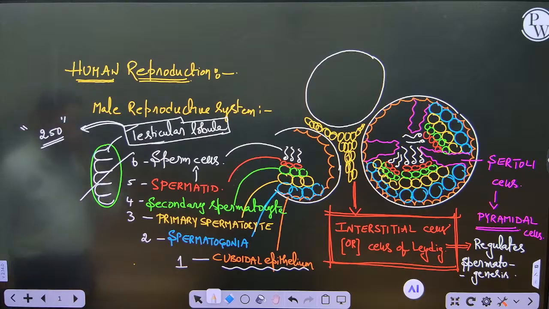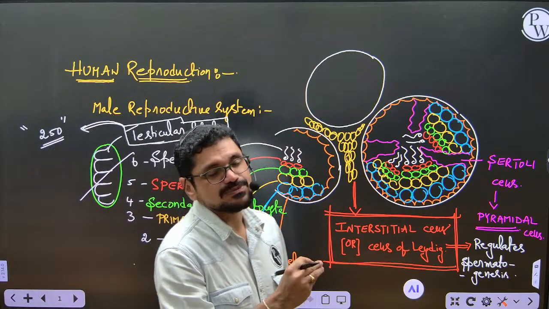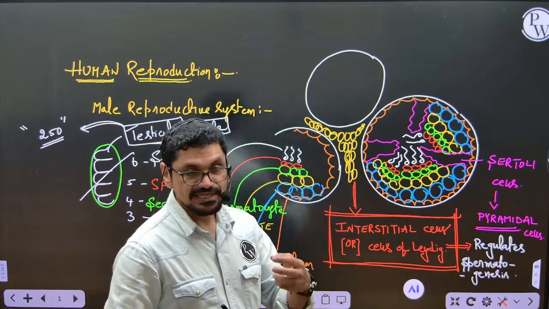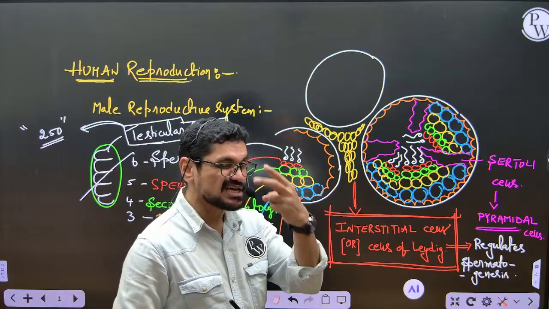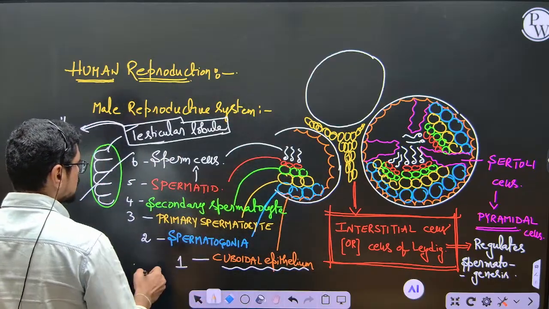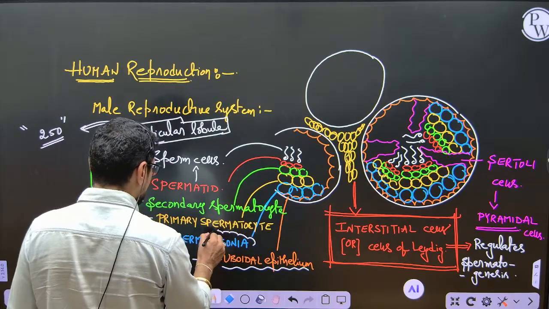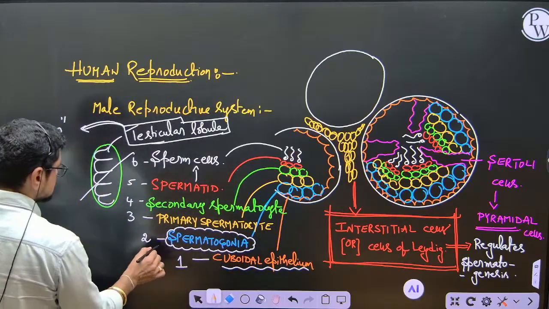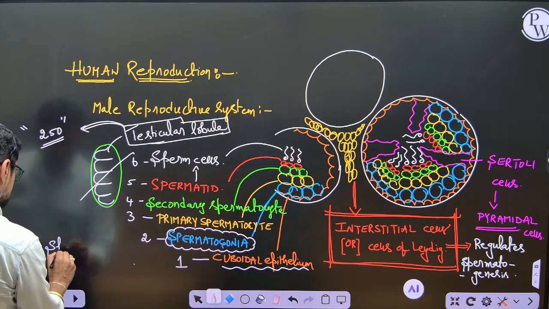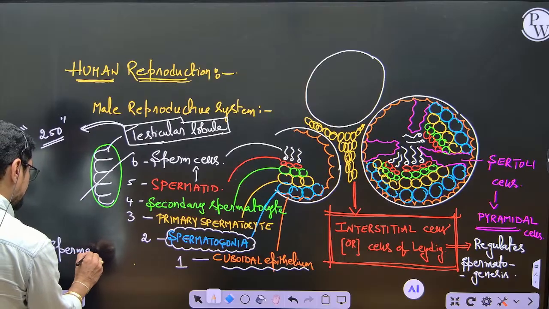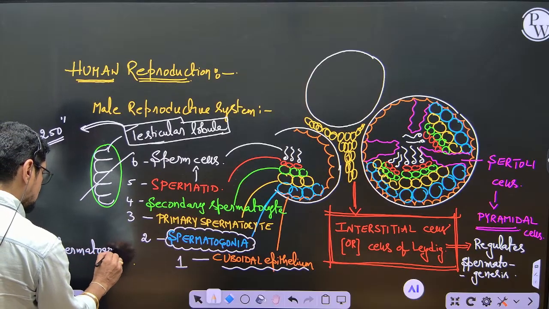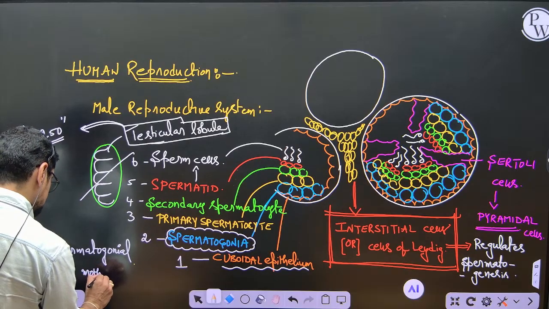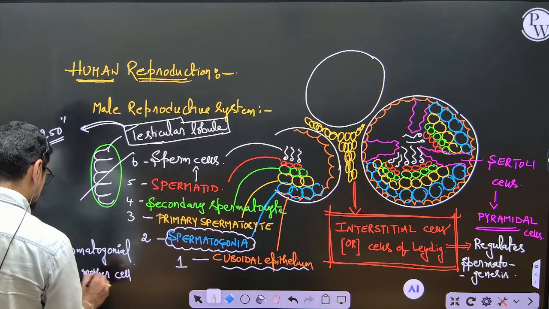Good. Now, what are the basic cells present in the testis? If anyone asks a question like this, what are the basic cells present in the testis? Two basic cells are present. What are the two basic cells present? The spermatogonia, the mother cell. Spermatogonia is also called the spermatogonial mother cell.